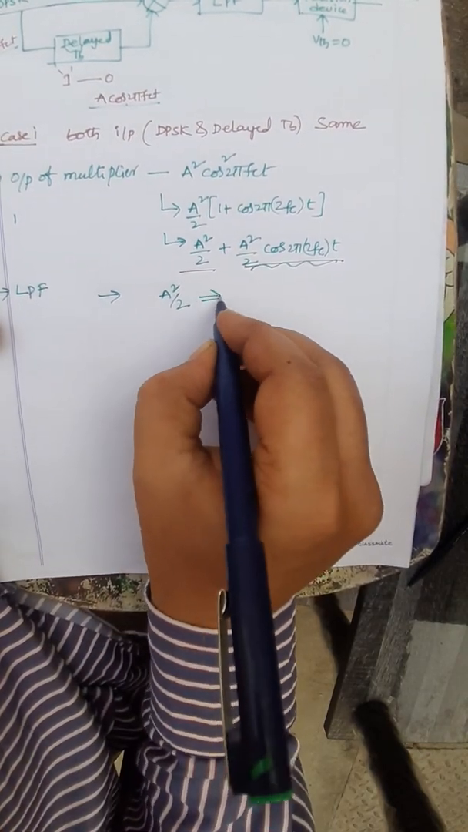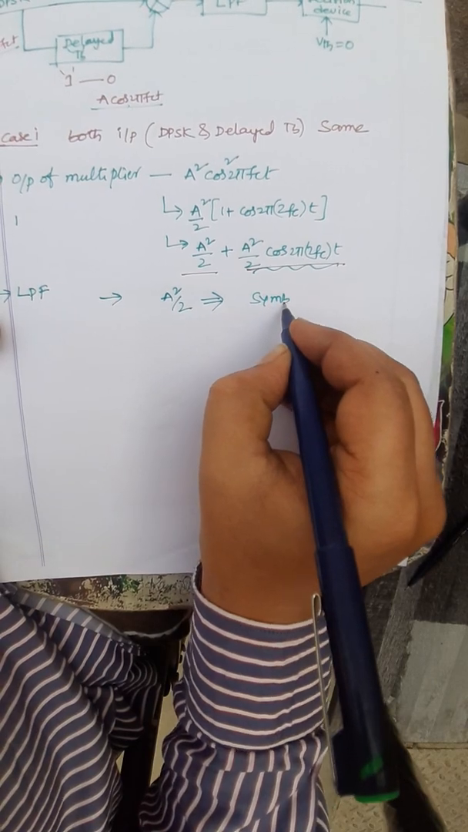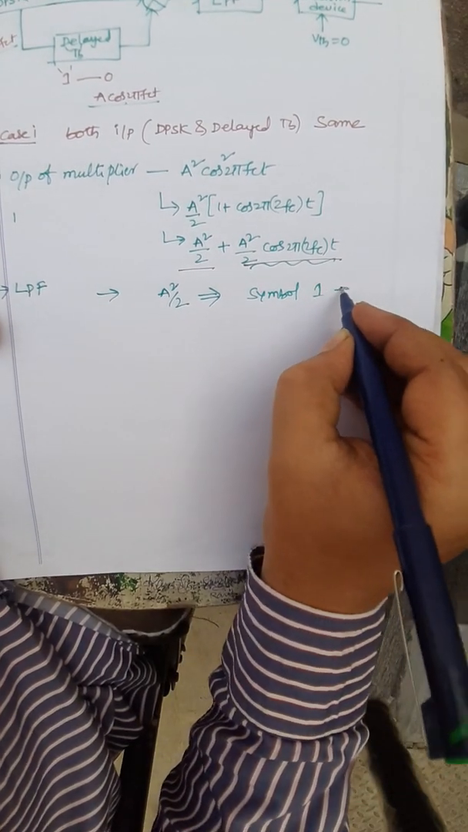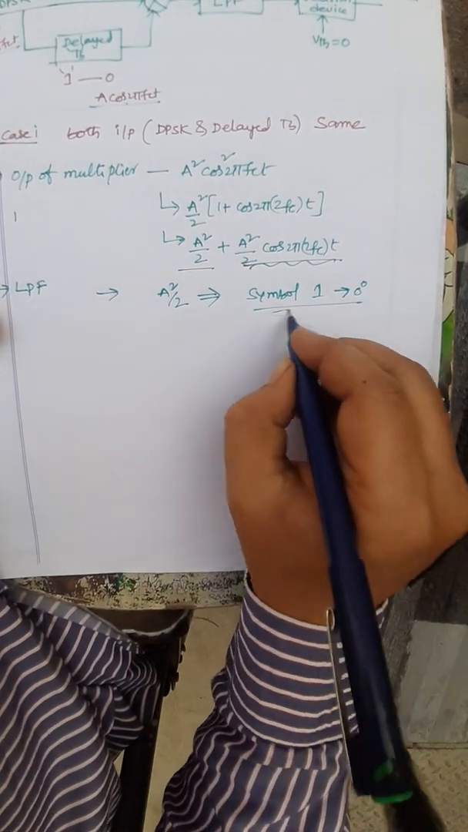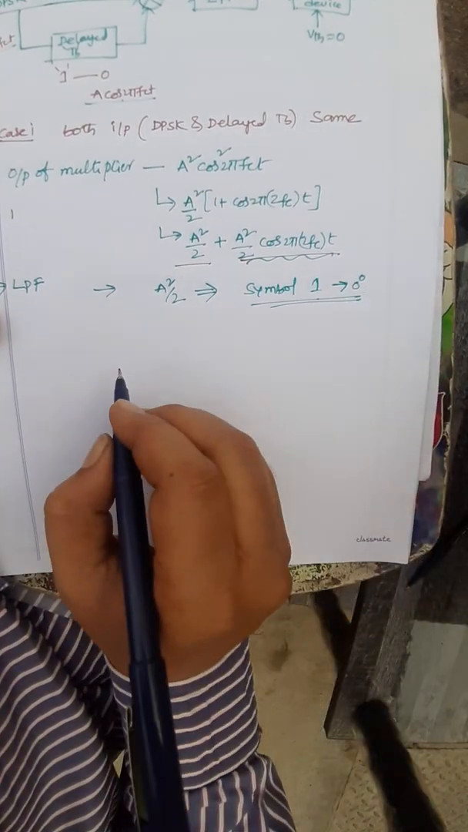This is for symbol 1, that is 0 degree phase shift. If both inputs are symbol 1 with 0 degree phase shift.